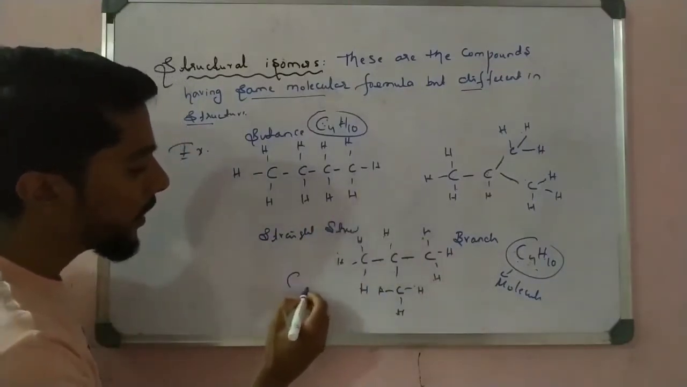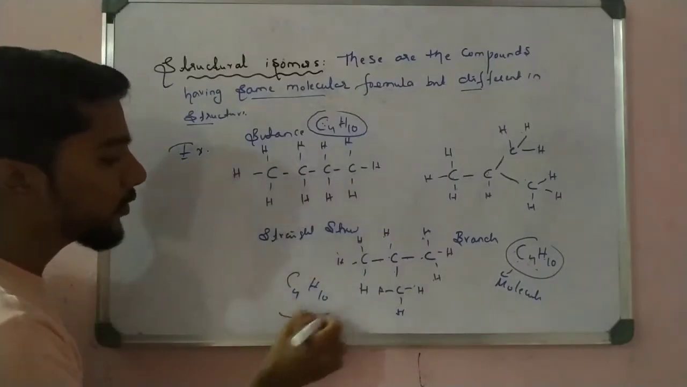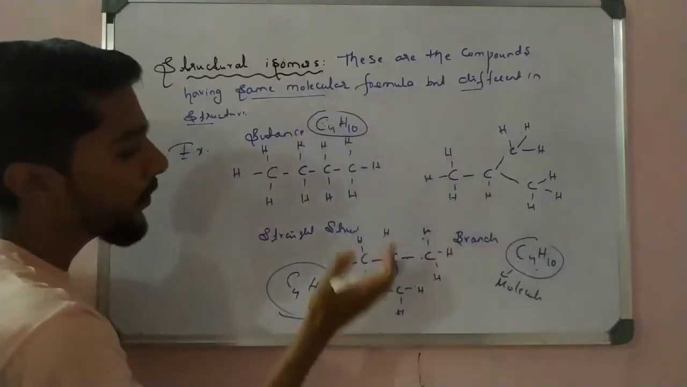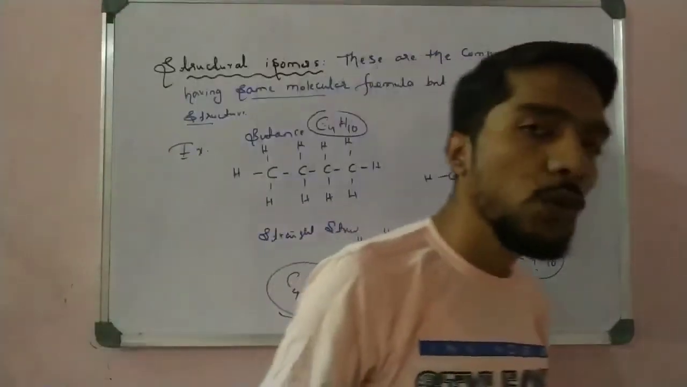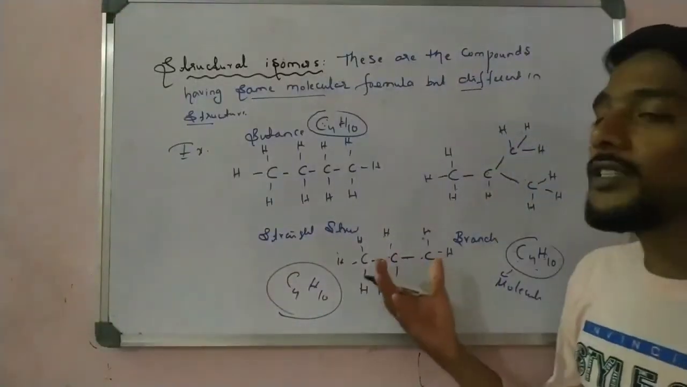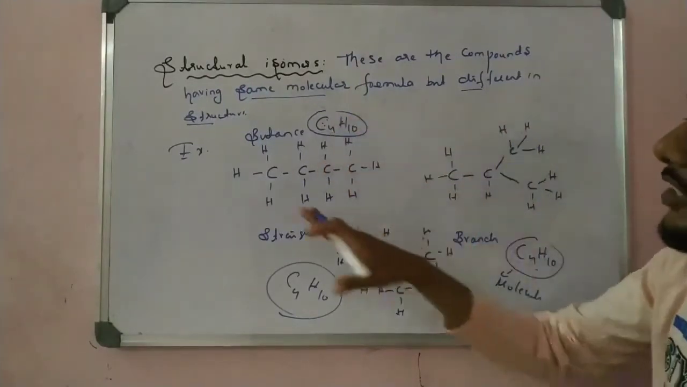Okay, see, correct? 10 hydrogen and 4 carbon. So see, the molecular formula is the same but the structure is different. So this is a straight structure, and this is a branch structure. So such compounds are called structural isomers, having the same molecular formula but their structure is different.